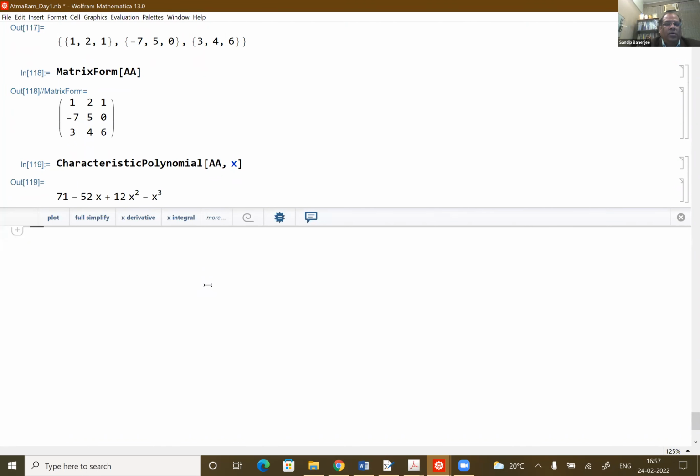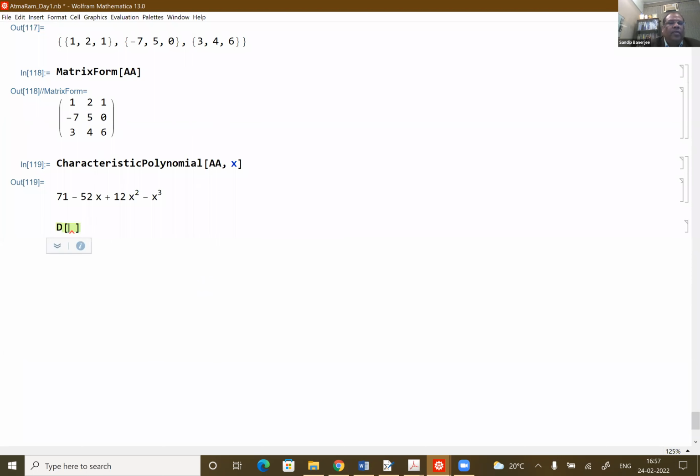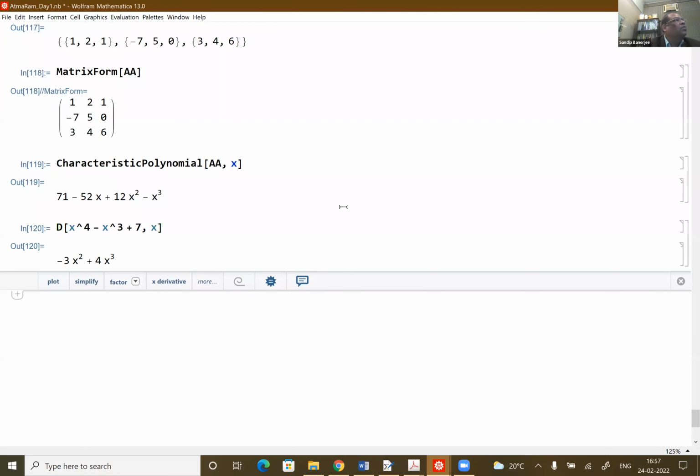So to find the derivative, it is just D, whatever function you want to put, say x to the power 4 minus x cubed plus 7. And you have to mention with respect to which variable. And it gives you the value.